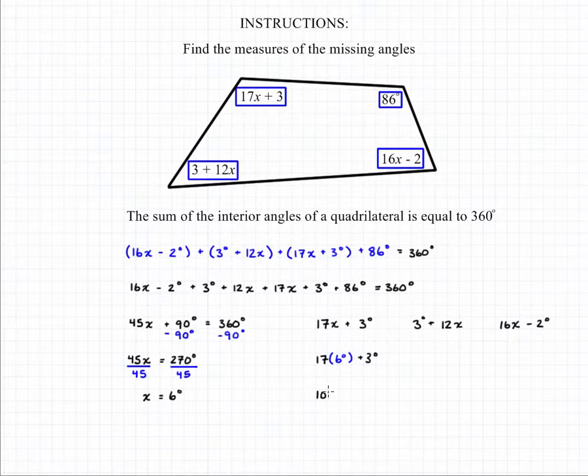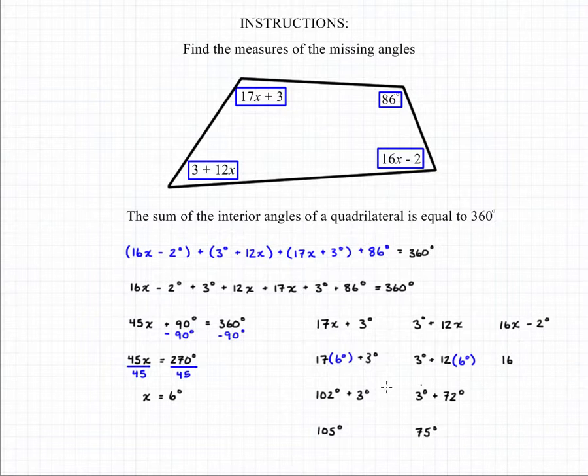So in our first expression, we're going to end up with 102 degrees plus 3 degrees, or a final answer of 105 degrees. When we plug 6 degrees into our second expression, we're going to end up with 3 degrees plus 72 degrees, which will give us a final answer of 75 degrees.